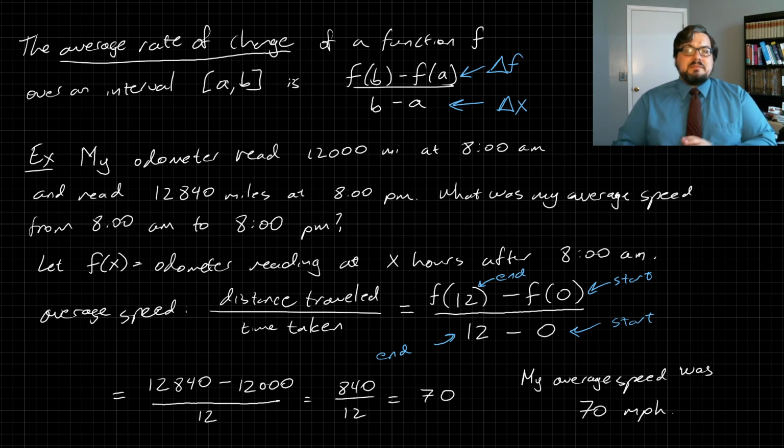Now, of course, this doesn't mean that I was traveling at exactly 70 miles per hour the whole time. Sometimes I was traveling faster, sometimes I was traveling slower, but my average speed is what I get when I just take the distance that I traveled divided by the time that I took. Let's see what happens if we try to sketch out what's going on in this problem on a graph.